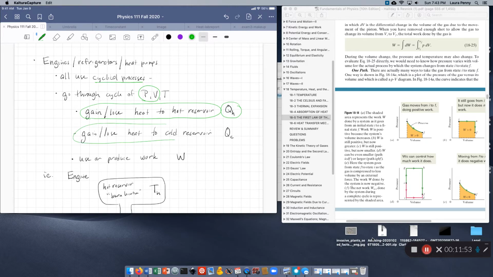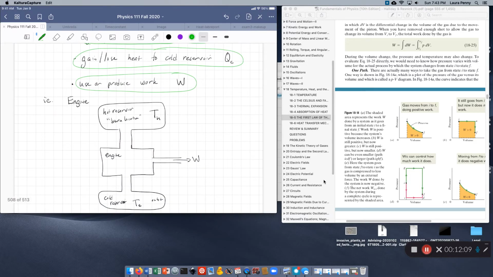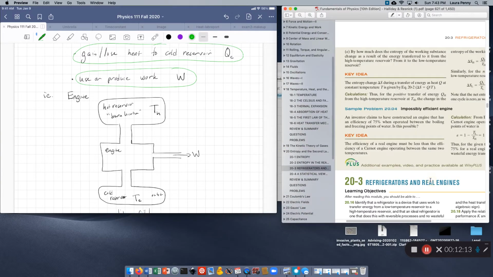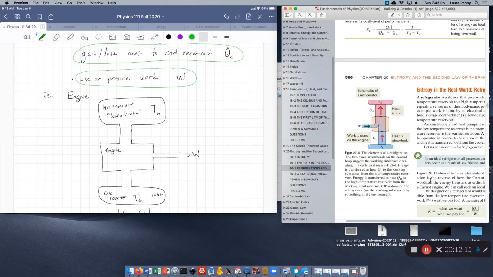It will gain or lose heat to a cold reservoir. And then typically it will either use or produce work, depending upon what your thing's trying to do. Usually we draw this weird cartoon for these things. I think they even have some in here for this. Like there's this weird little cartoon. So say just an engine.